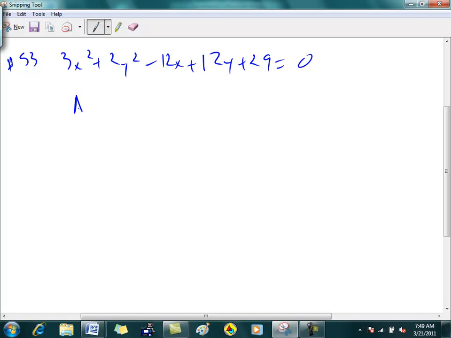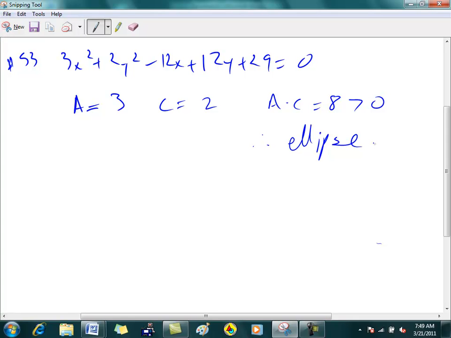So you got to write down what A is equal to. What's A equal to? A is the coefficient of x squared. 3. What's C equal to? C is the coefficient of y squared. 2. A times C equals 8, greater than 0, therefore ellipse. Yes? In other words, if A and C are the same sign, then the conic has got to be an ellipse.